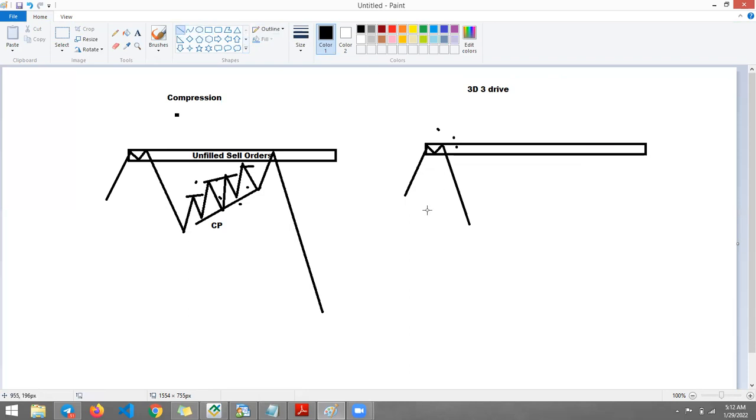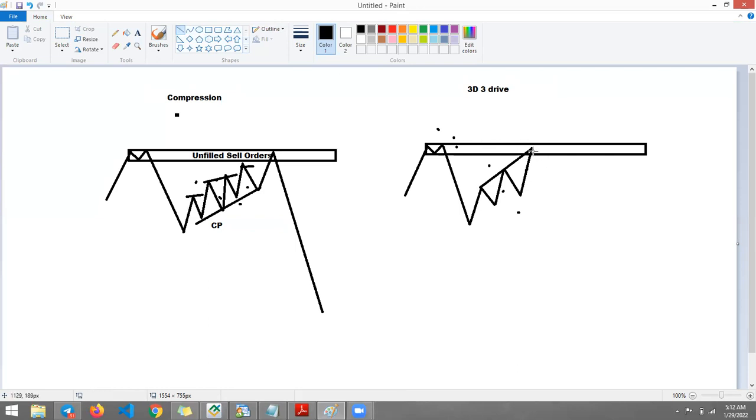So now for the 3 drive, what we look out for are 3 touches. First drive, second drive, and then so now whenever you see the first drive and second drive, automatically what you wait for is what we call the third touch. So we shall have 1, 2, 3. That is what we call the 3 drive, right?